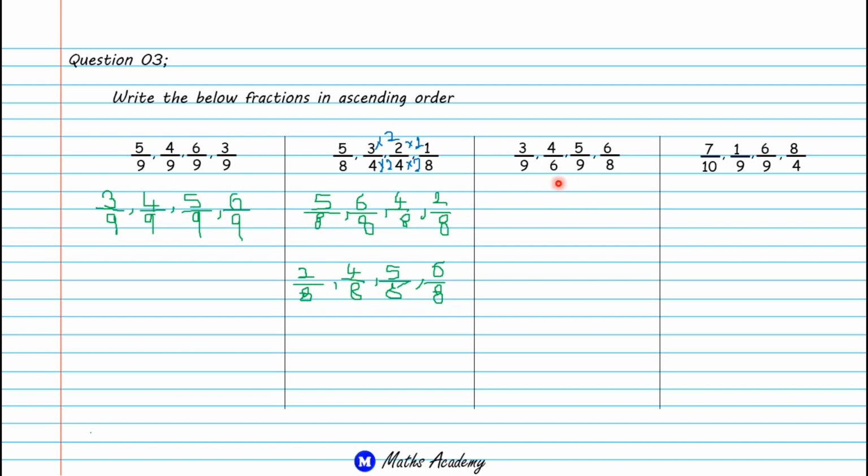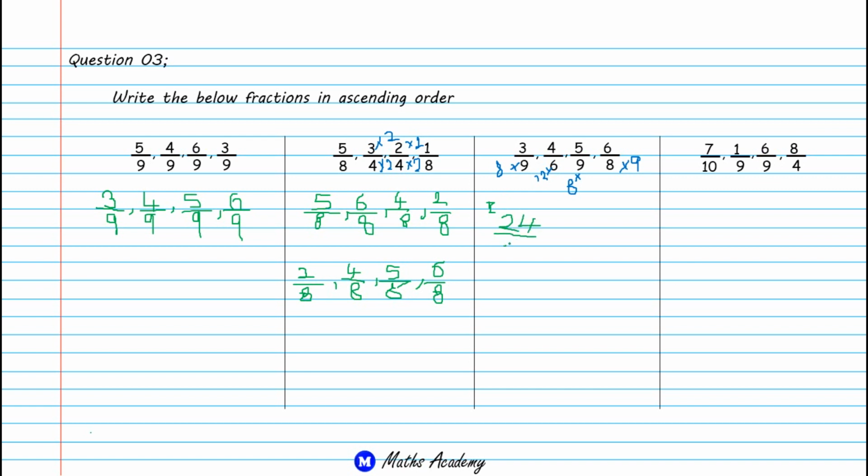So the common LCM of these fractions will be 72. So that means we should make all these fractions denominator as 72. So to make it 72, we can multiply this by 8, this by 9, and this one by 12, and this one by 8. If you multiply the denominator by the respective numbers, you should also multiply the numerator by the respective number.